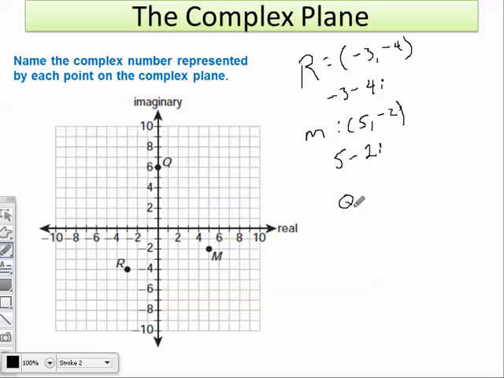Well, let's look at Q. Q is located at 0, 6. That means my complex number is going to be 0 plus 6i, or just 6i.